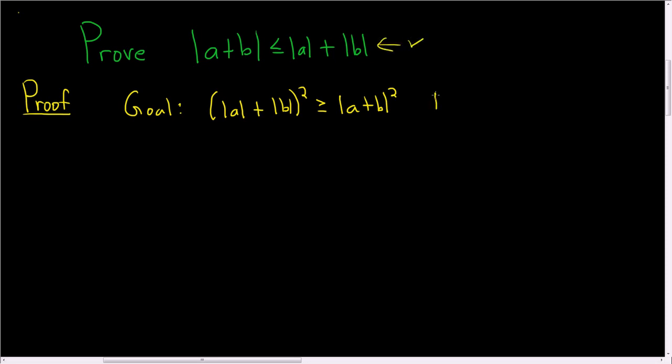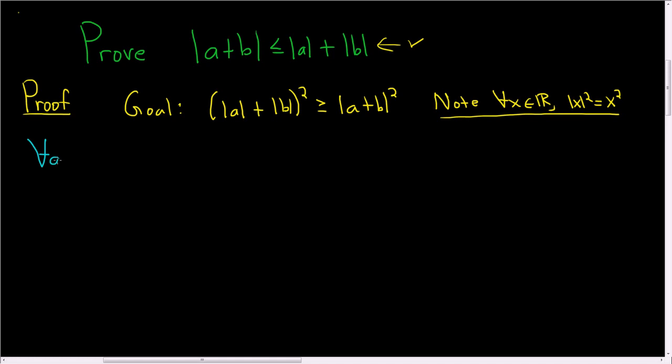One useful fact that we're going to use in our proof is the following. Note that for every real number x, if you look at the absolute value of x squared, this is the same thing as x squared. So we're going to use this fact throughout the proof. So let's go ahead and do it.